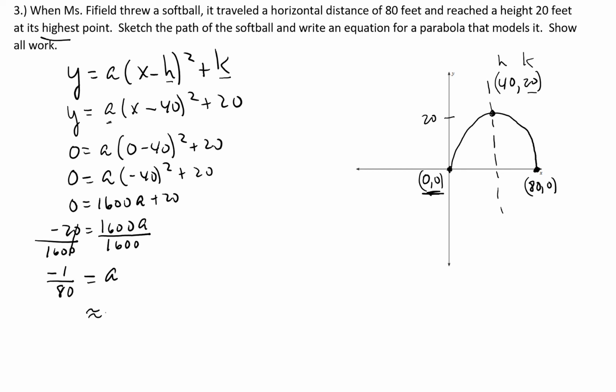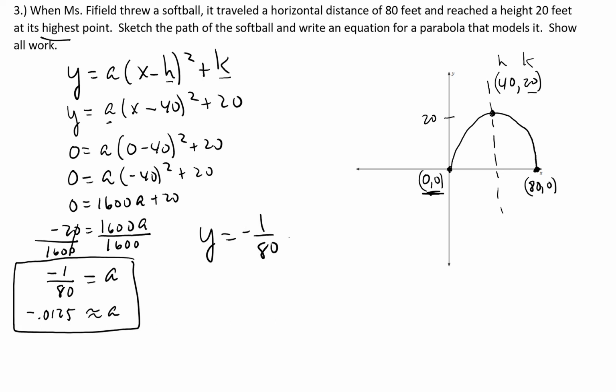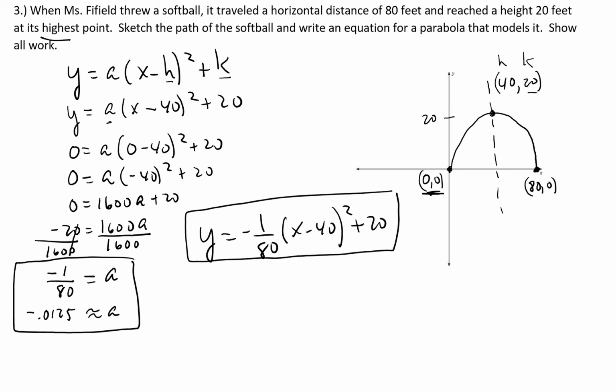And if you want to approximate it with a decimal, negative 1 divided by 80 is going to be negative 0.0125. So either one of those would be correct. So the equation is going to be y equals negative 1 over 80 times x minus 40 squared plus 20. And that's the equation of the flight of the ball that Miss Fifield threw.